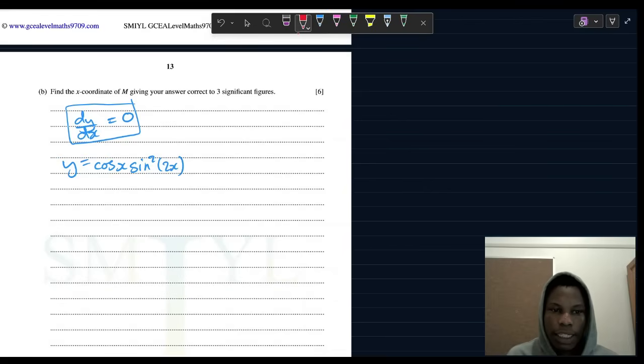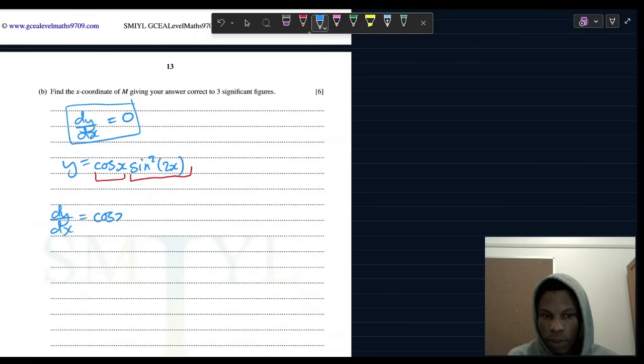So hopefully you can see that this is a product. Okay. So the way we're going to do that is to say that first we hold the first function. So hold the cos x, write it exactly as it is. Then we want to differentiate the second function. So differentiate sine squared 2x. And the way we're going to do that is to take this as sine of 2x all squared. So first bring down the power, that's 2 sine of 2x. Subtract 1 from the power, that's just 1.